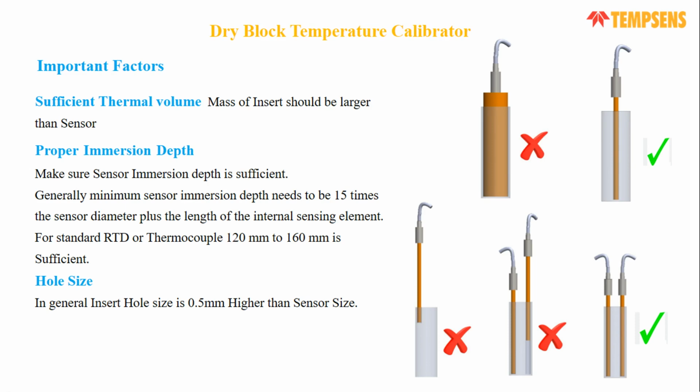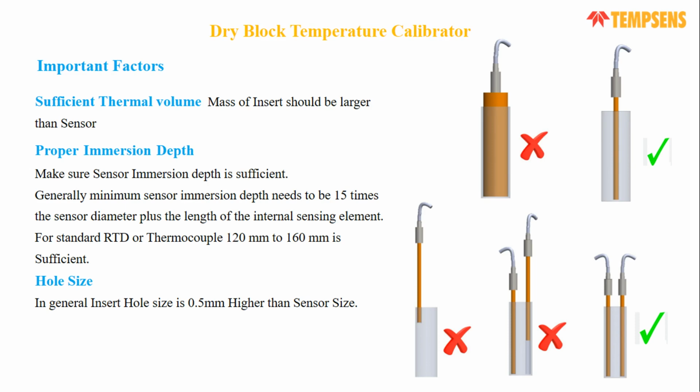So you should confirm that your master sensor and test sensor are immersed to at least the specific depth, like the immersion depth length, to get accurate results. In a dry block temperature calibrator, we have to drill a specific diameter to suit the different diameters of the sensor. Normally, if you have a sensor diameter of 6 mm, then we make the hole 6.5 mm. So it gives a clearance of about 0.25 mm. For any sensor diameter, as a standard we take the hole diameter 0.5 mm higher than the sensor size.